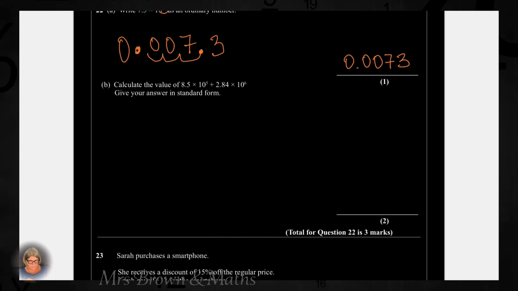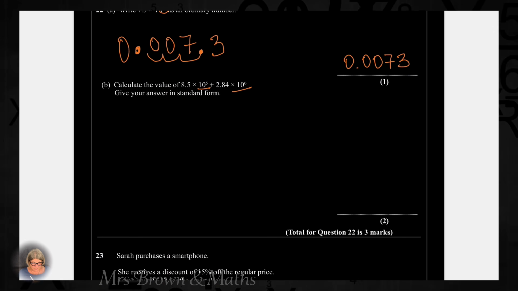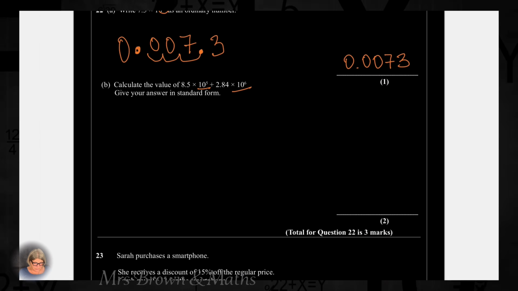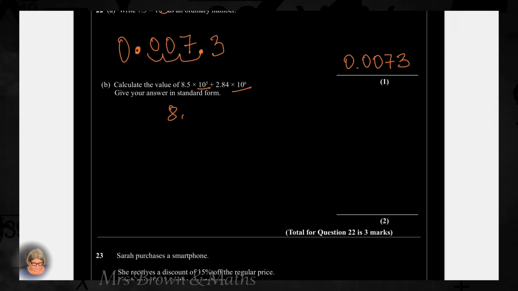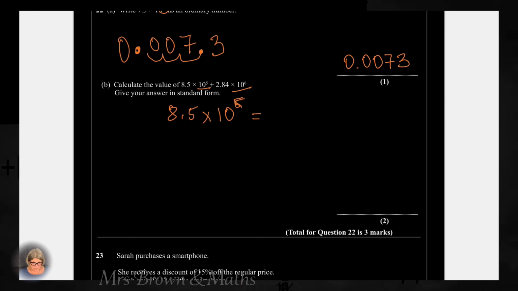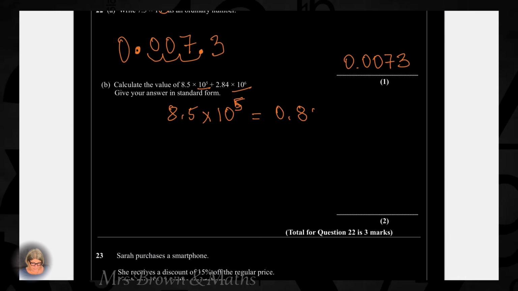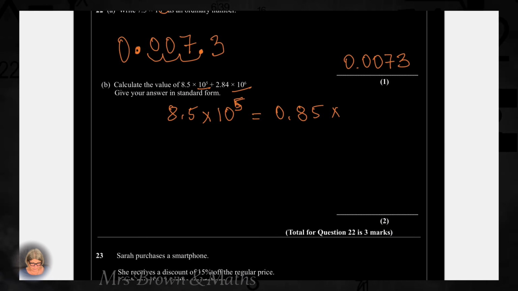Right, calculate the value of 8.5 times 10 to the power of 5 add 2.84 times 10 to the power of 6. Right, because we have different powers here, what I'm going to do, I will convert 8.5 times 10 to the power of 5. I need here to the power of 6. What I'm doing, I will just rearrange. It's already not standard form, but I have already 10 to the power of 6.